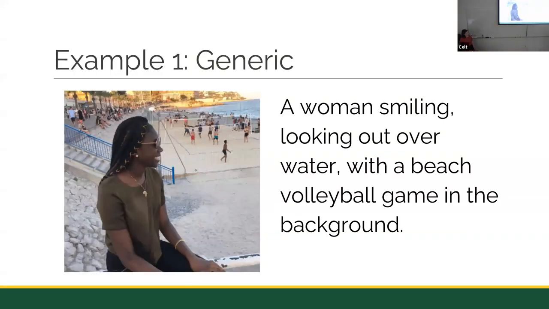So one example, we have a very generic alt text for this particular image: a woman looking out over the water with a beach volleyball game happening in the background. Like, that's what's in the image. That's what we're looking at. So the alt text is not wrong. It's extremely generic. It doesn't tie this image to anything in particular, and it doesn't give us any sort of particular purpose or meaning.